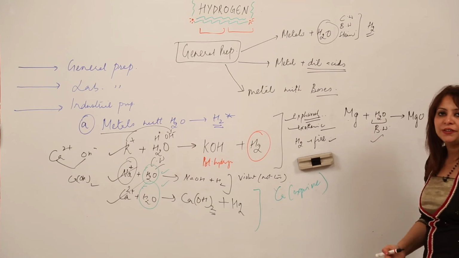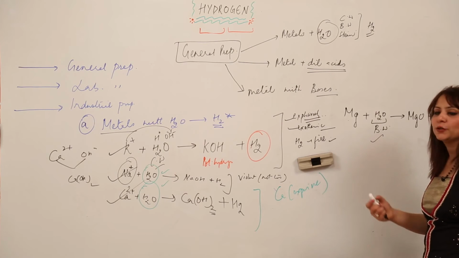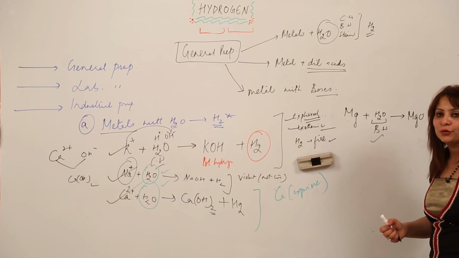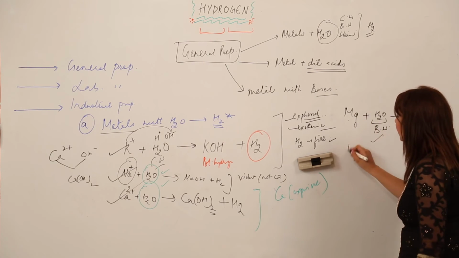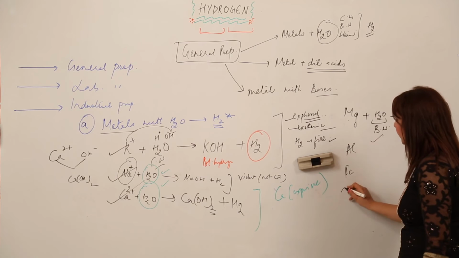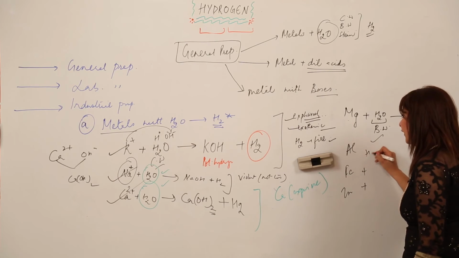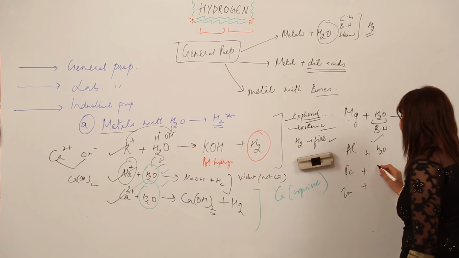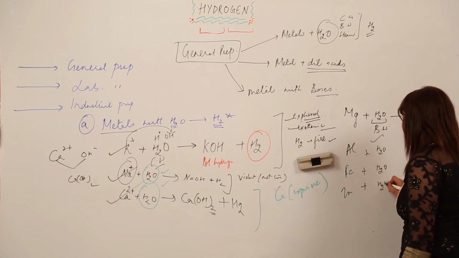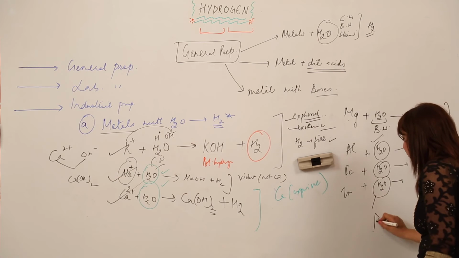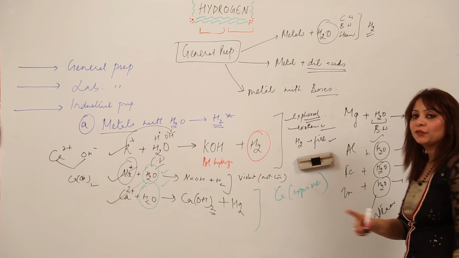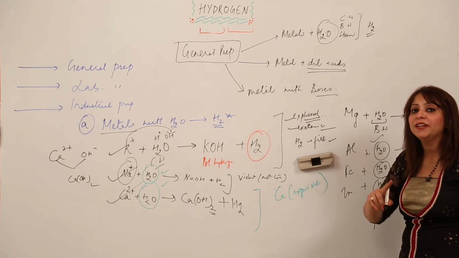So it can serve as a good method for preparing hydrogen, right? Similarly, I'm looking at the metals whose reactivities are less than it, like aluminium, iron and zinc. They definitely react with water, but in which form do they react? They react with steam. They do not react with boiling water or hot water. They react when they are red hot.